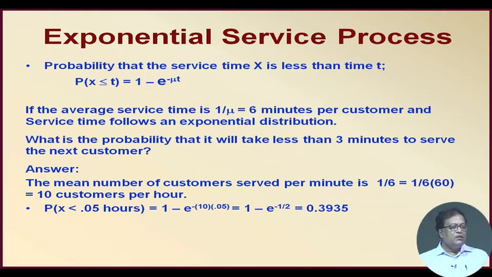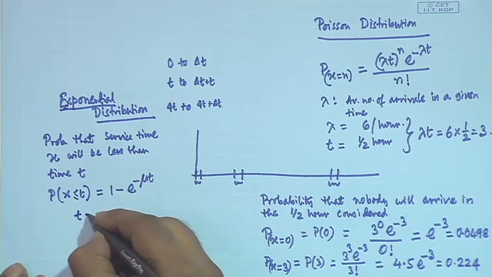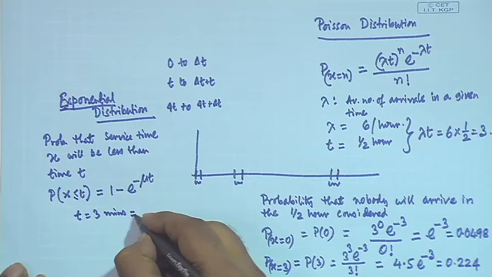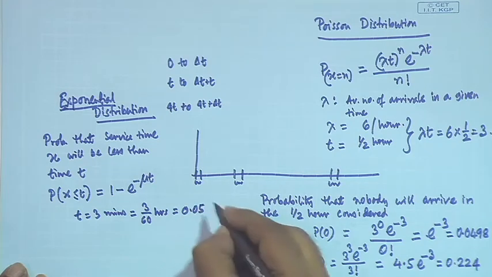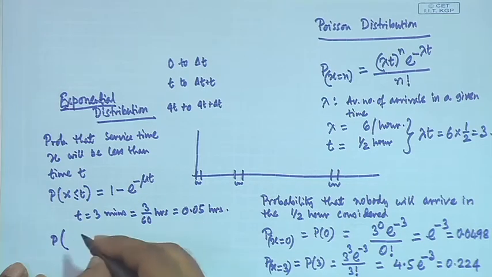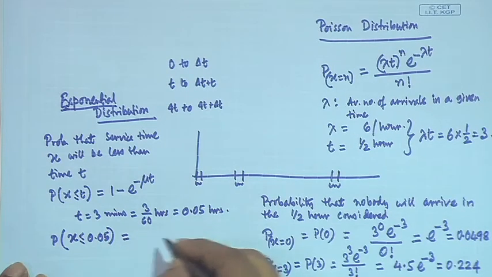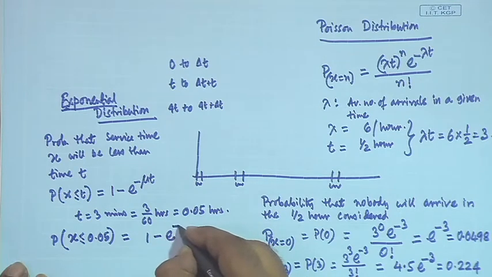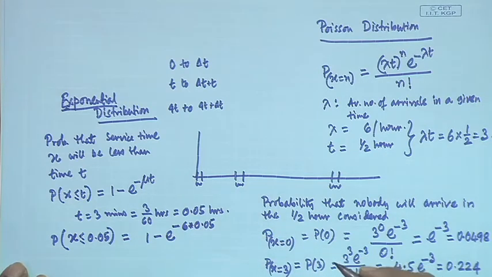So, if the average service time is 6 minutes per customer and service time follows an exponential distribution, what is the probability that it will take less than 3 minutes to serve the next customer, right. So, in this case what is it that we are going to take? We say here t equal to 3 minutes. So, 3 minutes is 3 by 60 hours, equal to 0.05 hours. So, what is the probability of x less than or equal to 0.05? It will be given by 1 minus e to the power minus 6 into 0.05, right.